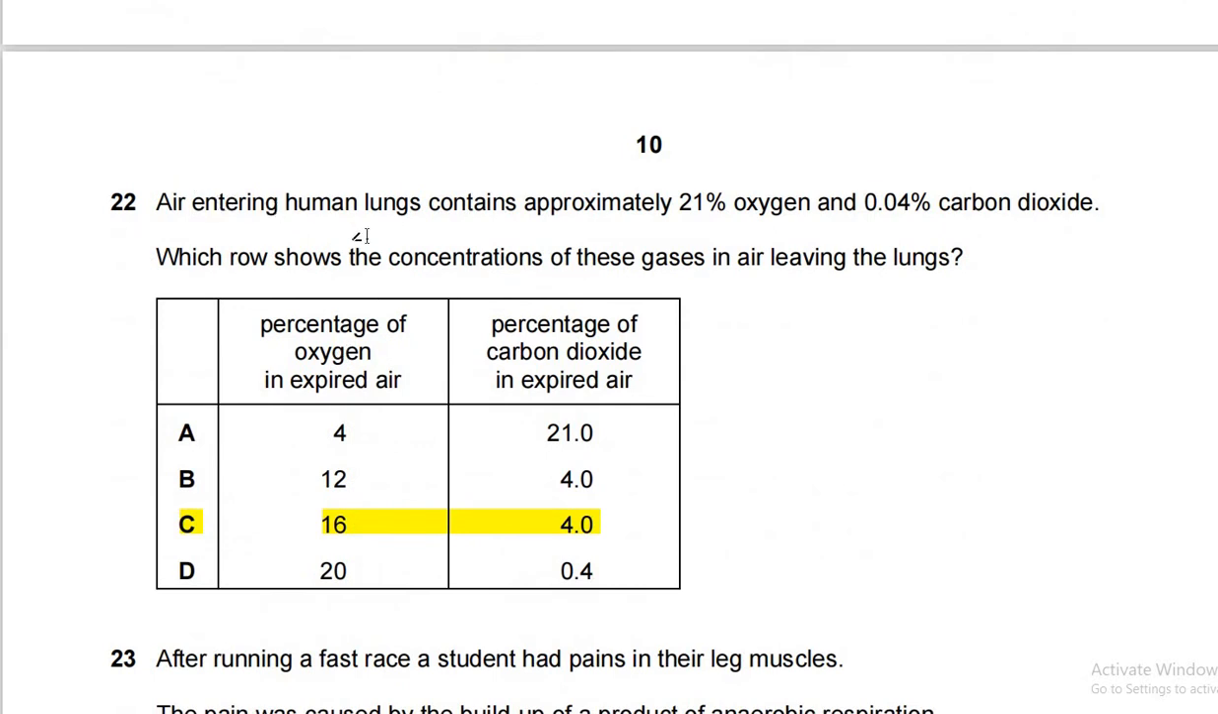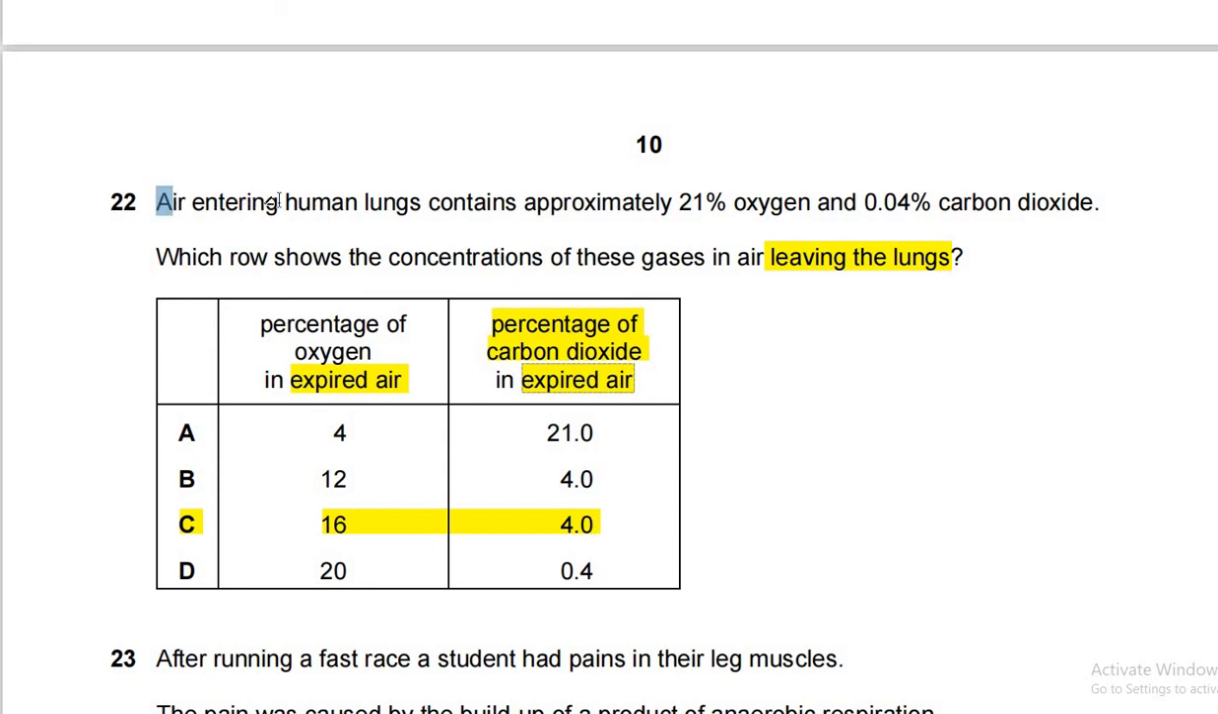Right, so air entering human lungs contains approximately 21% oxygen and 0.04% carbon dioxide. Which row shows the concentration of these gases in air leaving the lungs? So you need to remember the specific proportions of both oxygen and carbon dioxide in expired air. The question is asking about leaving the lungs, which is literally expired air. So you need to remember the percentage of oxygen in expired air is 16%, meaning you breathe out, and the percentage of carbon dioxide in expired air is 4%.